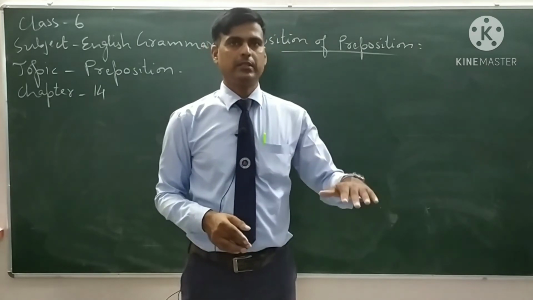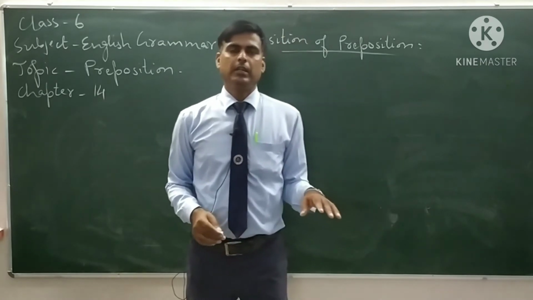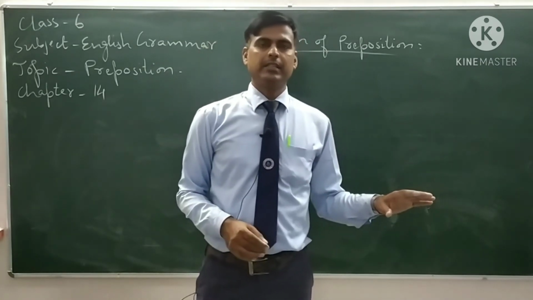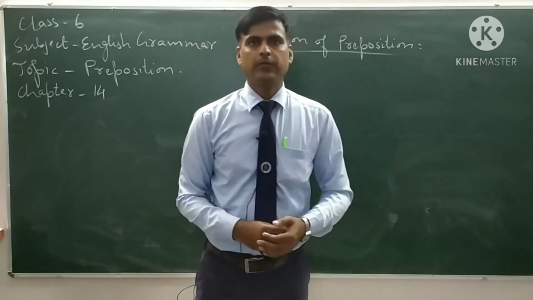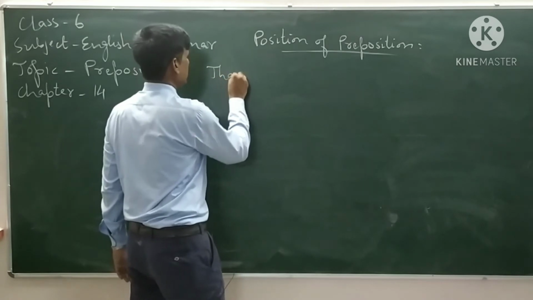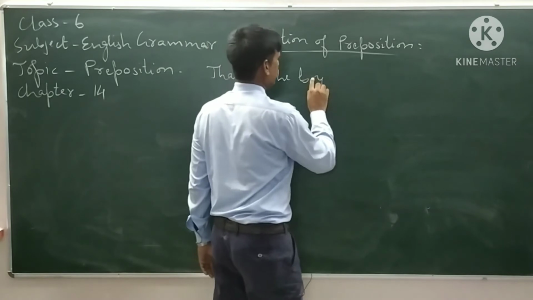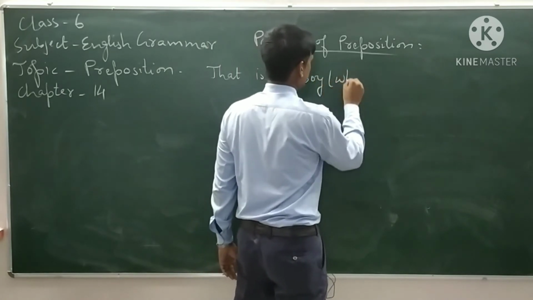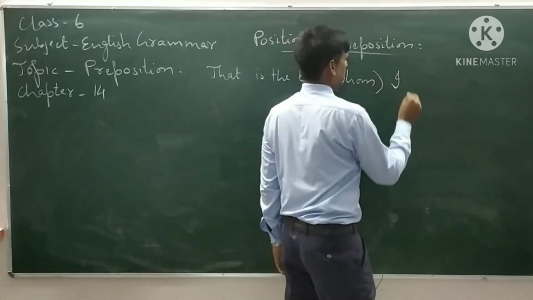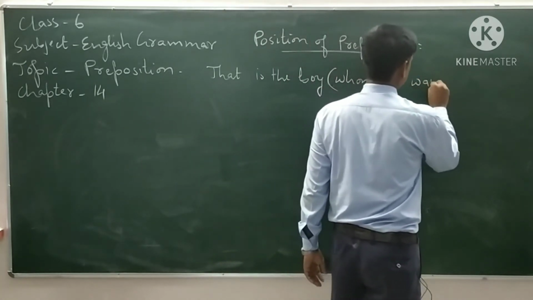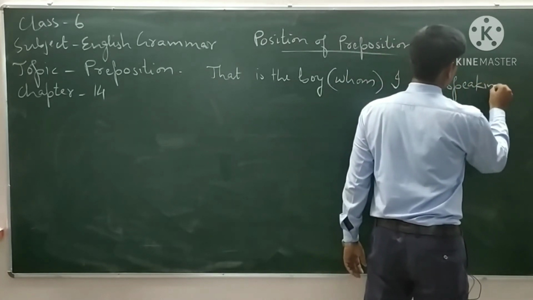If you are going to omit, omit means छोड़ देना, उसको ना use करना. If you are going to omit the relative pronoun in a complex sentence, then in that sentence we use the preposition in the end. For example, that is the boy whom I was speaking of.